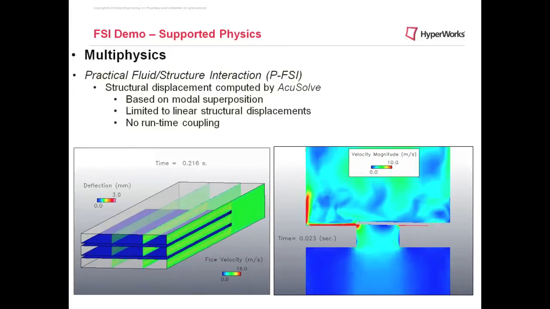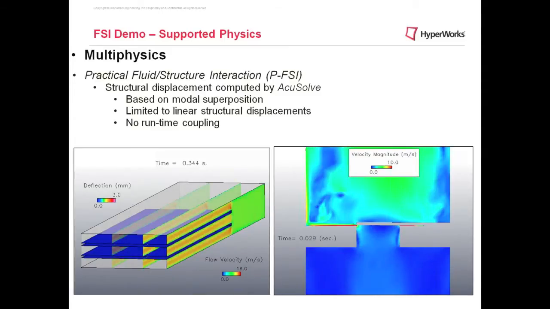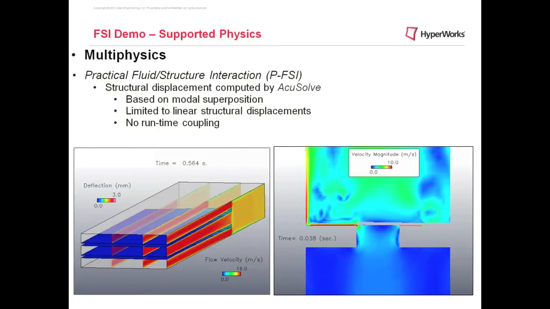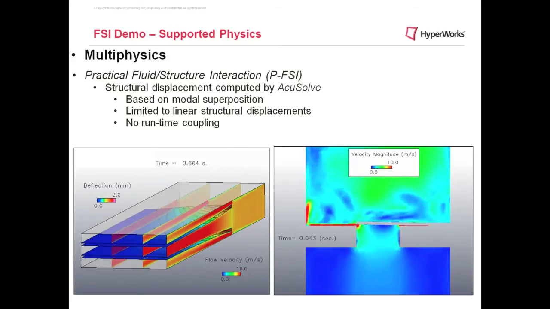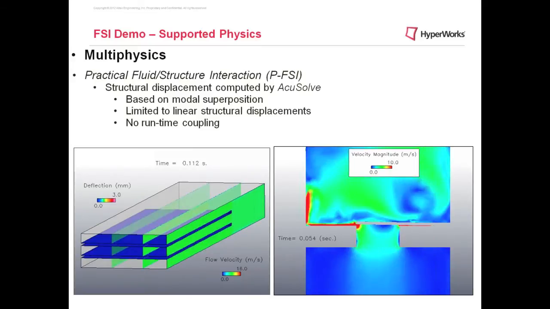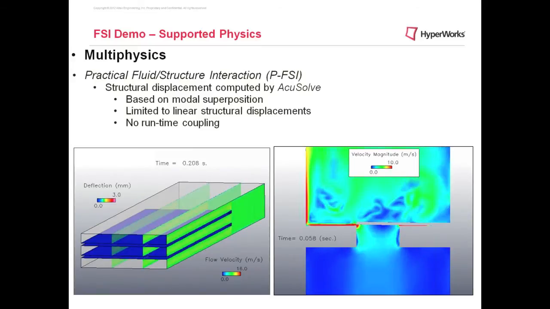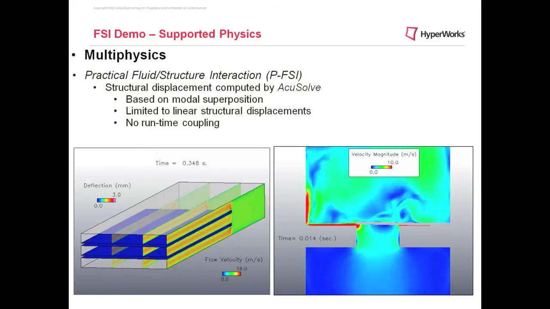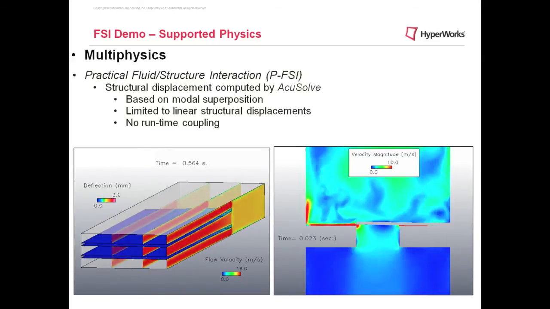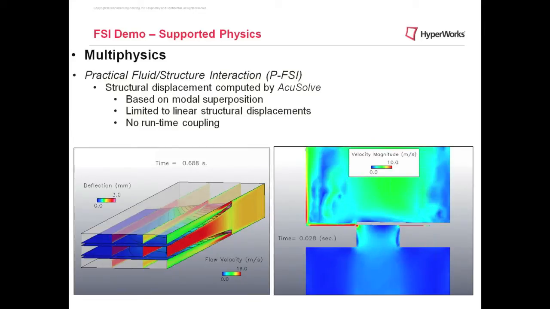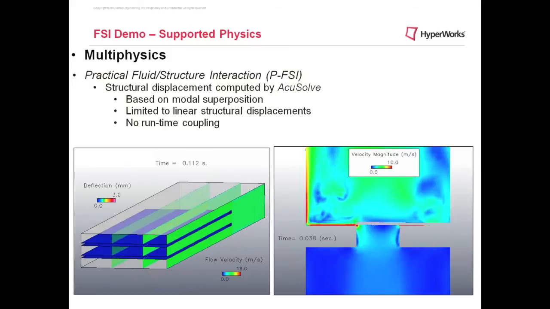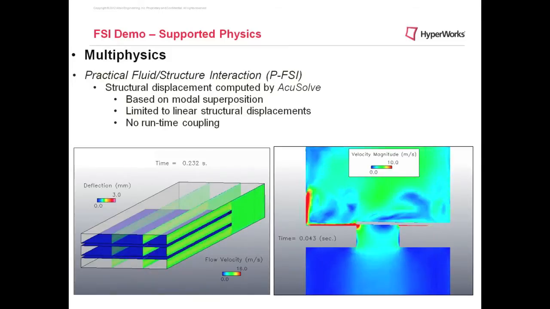So how do we do it? Well, we base it on a modal superposition approach. The way that we would set up one of these types of simulations is that we would first perform a modal analysis using our favorite structural tool. So we would perform our modal analysis using Radios. And then we would import those mode shapes, eigenvectors, and eigenvalues into AcuSolve and transfer that information to the fluid model.